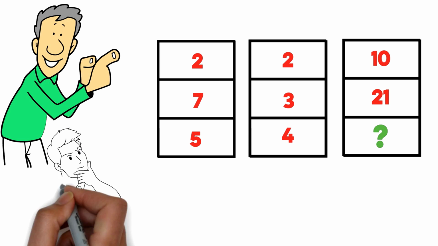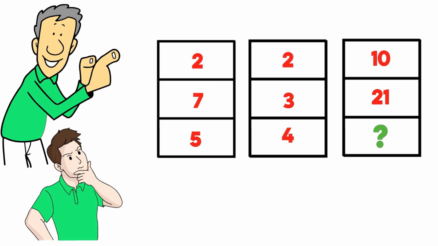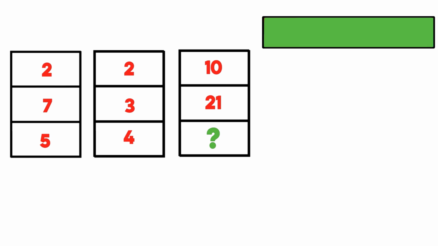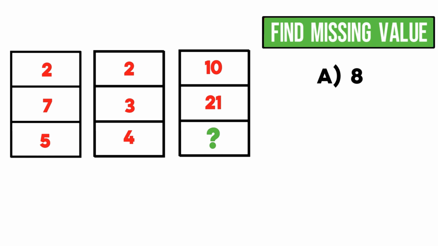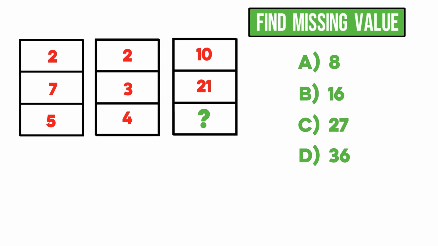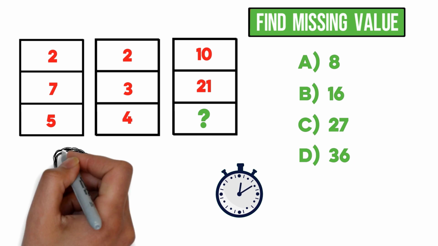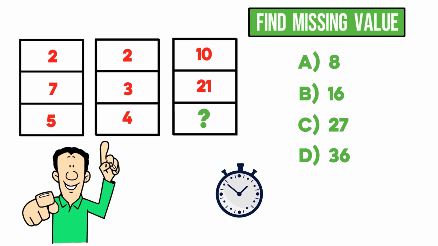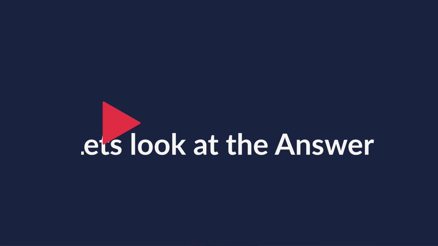You need to find the missing value, which is highlighted by question mark, and you have 4 choices to choose from. Choice A, 8. Choice B, 16. Choice C, 27. And choice D, 36. Do you think you can recognize the missing value? Give yourself 5 to 10 seconds to see if you can come up with the answer. Did you figure out the solution?